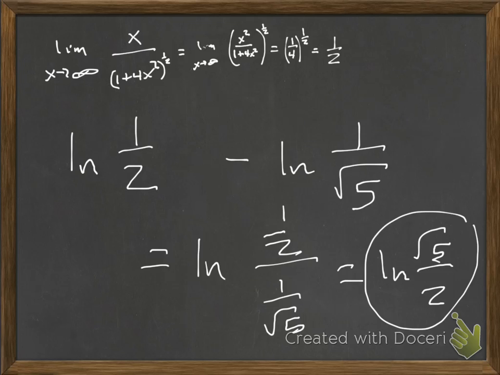Remember we had log of x minus the log of square root of 1 plus 4x squared? So there you have it. It's the log of square root of 5 over 2. And you can do other simplifying with that if you want. It's up to you. Done. Let me stop that.